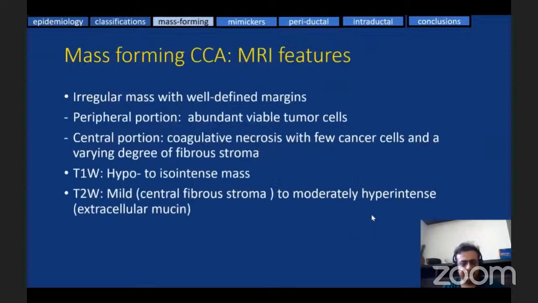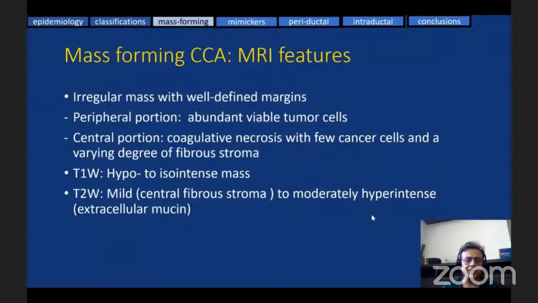The mass-forming cholangiocarcinoma is usually an irregular, lobular mass with well-defined margins. In the periphery of the tumor, there are abundant tumor cells. In the central area, there are necrosis, fibrosis, and mucin. It is hypointense on T1 and heterogeneously bright on T2-weighted images. The enhancement pattern is quite characteristic.